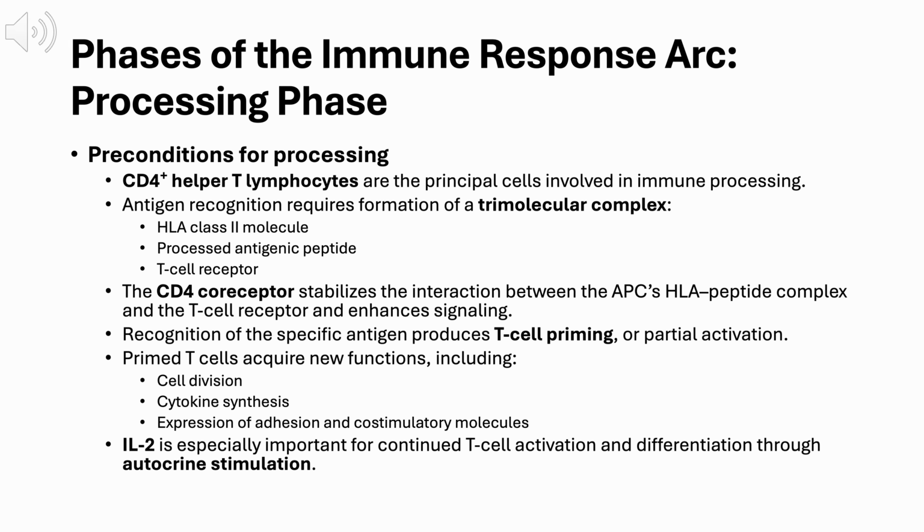Primed T cells then acquire new functional capacities. They begin to divide, they synthesize cytokines, and they express adhesion and co-stimulatory molecules. One cytokine deserves special mention: interleukin-2. IL-2 is especially important for sustaining T cell activation and differentiation through autocrine stimulation, meaning the cell secretes IL-2 and responds to its own signal. That self-reinforcing loop keeps the response going once it's started.